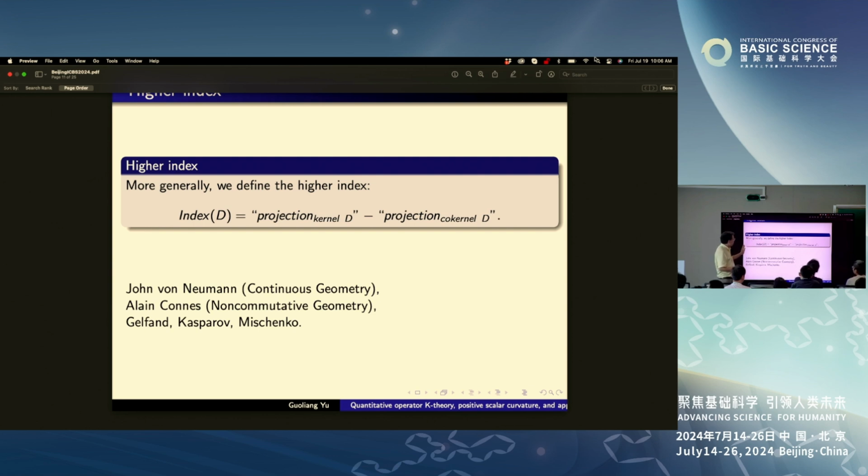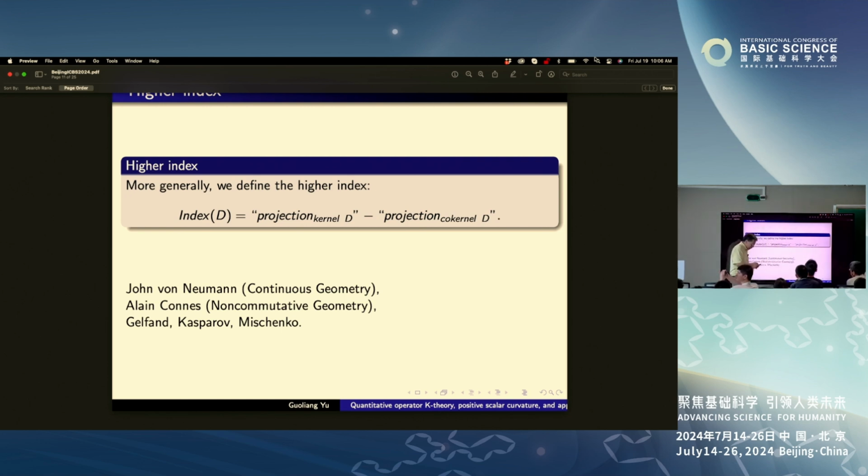So what is the higher index? That deals with the case where the manifold is non-compact, or if you have a compact manifold, you look at its universal cover. Now we imitate the Fredholm index formula. We try to look at the kernel and co-kernel.